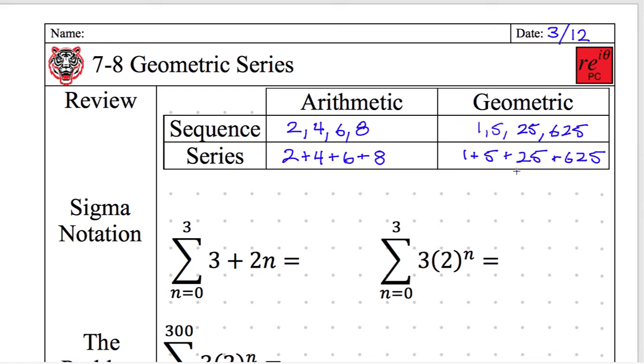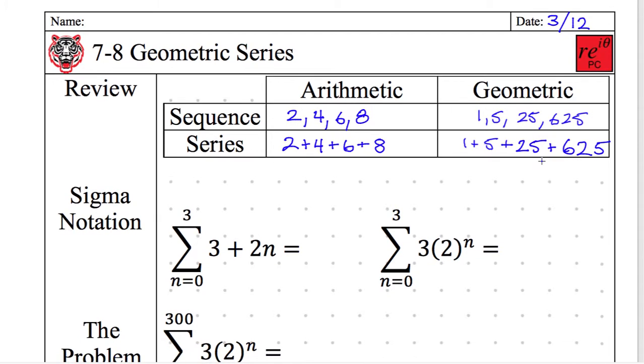Do I have to have better handwriting? No, it's okay. Let me back up here. 1 plus 5 plus 25 plus 125 plus 625. I bet that 625 is much easier to see.